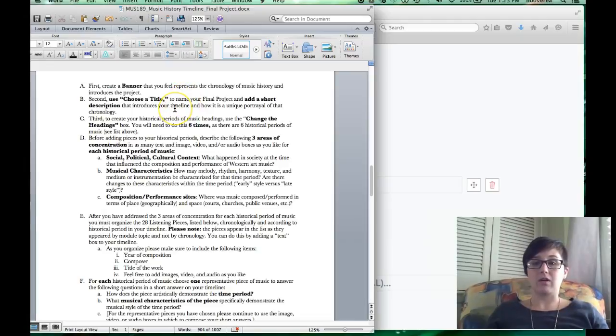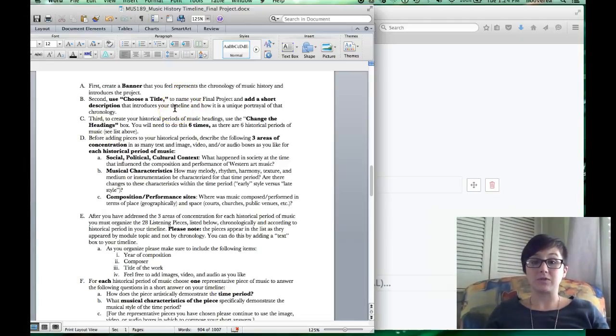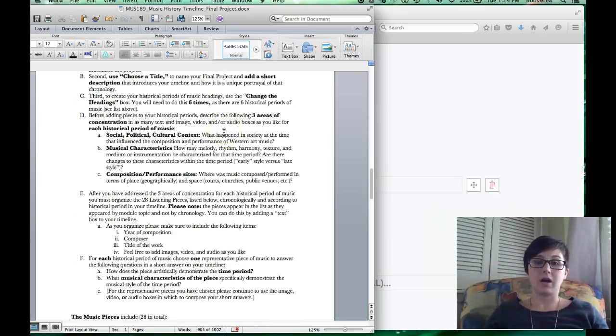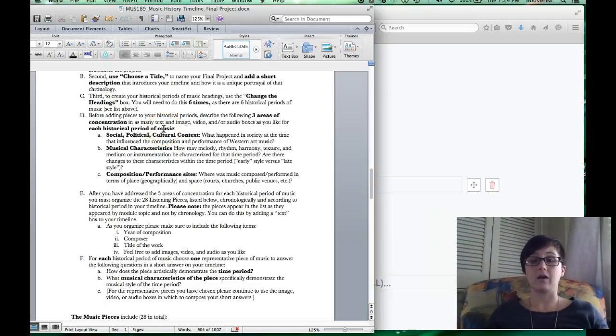After you've created all of these necessary structural items for the timeline, there are a few short essays I want you to address in order to demonstrate a full understanding of the context as well as stylistic characteristics for the pieces we explored throughout the semester. So before adding pieces to your historical periods, I want you to describe the following 3 areas of concentration in as many text and image, video, and/or audio boxes as you'd like for each historical period of music.